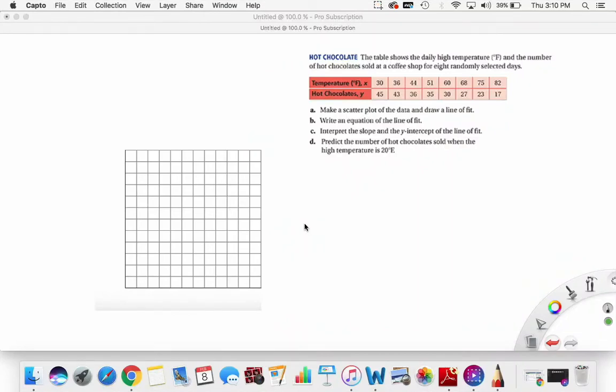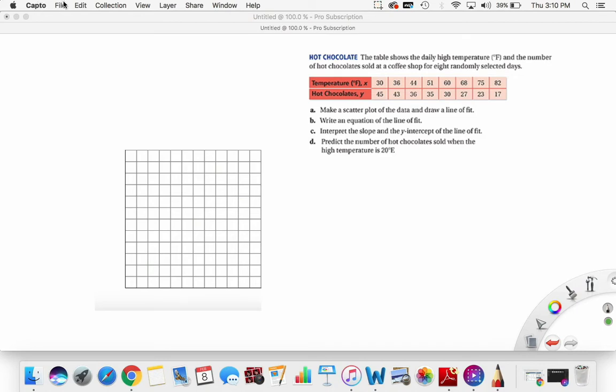So in this particular example, we're working with scatterplots. First of all, we're going to graph the ordered pairs from the data, and then we're going to put a line of fit in there, and then we're going to make a prediction.